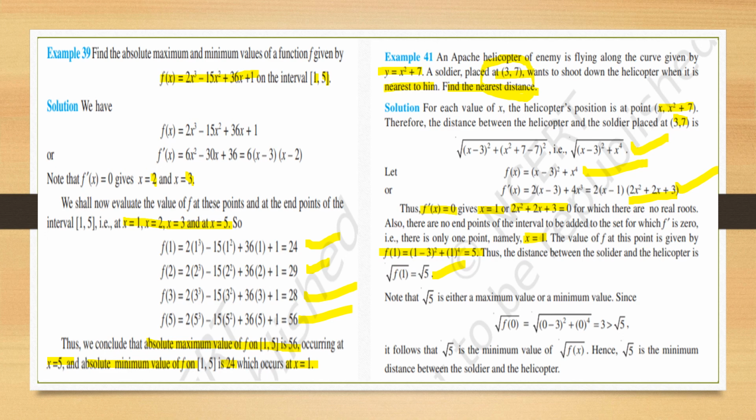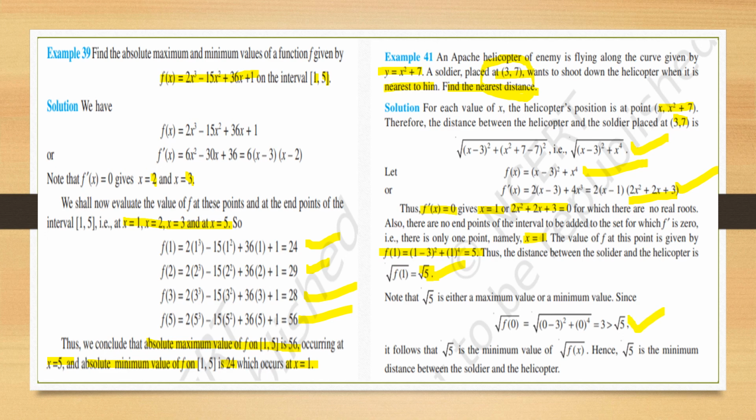Now this value is either the maximum or the minimum. How will I come to know whether it is maximum or minimum? Because I need the minimum. So √5 is either maximum or minimum. So I will start with f(0). f(0) will be 3: put 0 here, so it is (−3)² plus 0. So the value at 0 comes as 3, which is greater than √5.